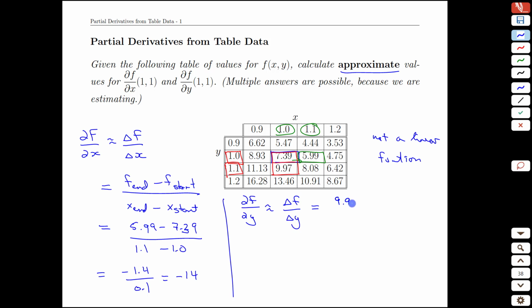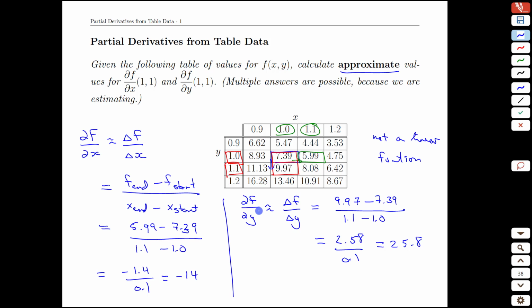We take the end point minus the start point. Those are the two f values, and then we compare it to the y values that we used as well. And if we do that subtraction, we get a positive value. Not surprisingly, because when we take this step in positive y, the z values go from 7 up to 9. And when we end up scaling that, we end up with 25.8. Again, that's an approximation of the slope we're looking for.